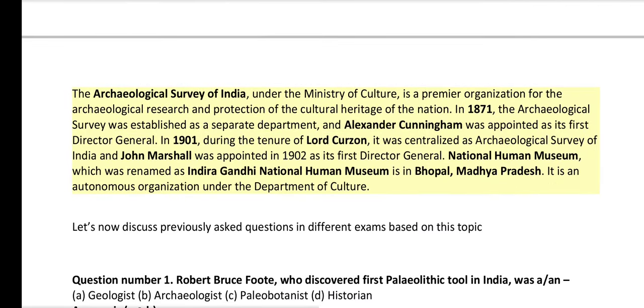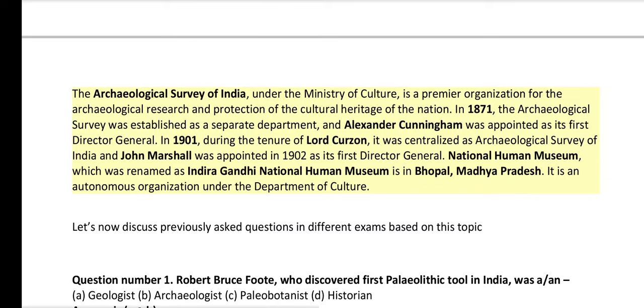The Archaeological Survey of India, under the Ministry of Culture, is a premier organization for the archaeological research and protection of the cultural heritage of the nation. In 1871, the Archaeological Survey was established as a separate department, and Alexander Cunningham was appointed as its first Director General. In 1901, during the tenure of Lord Curzon, it was centralized as Archaeological Survey of India and John Marshall was appointed in 1902 as its first Director General.